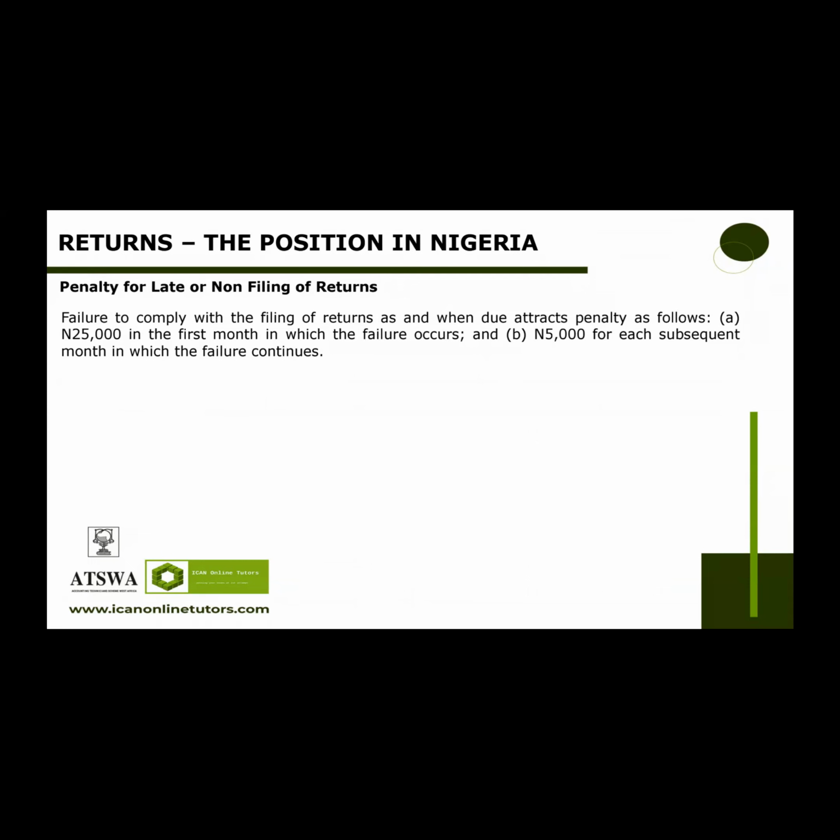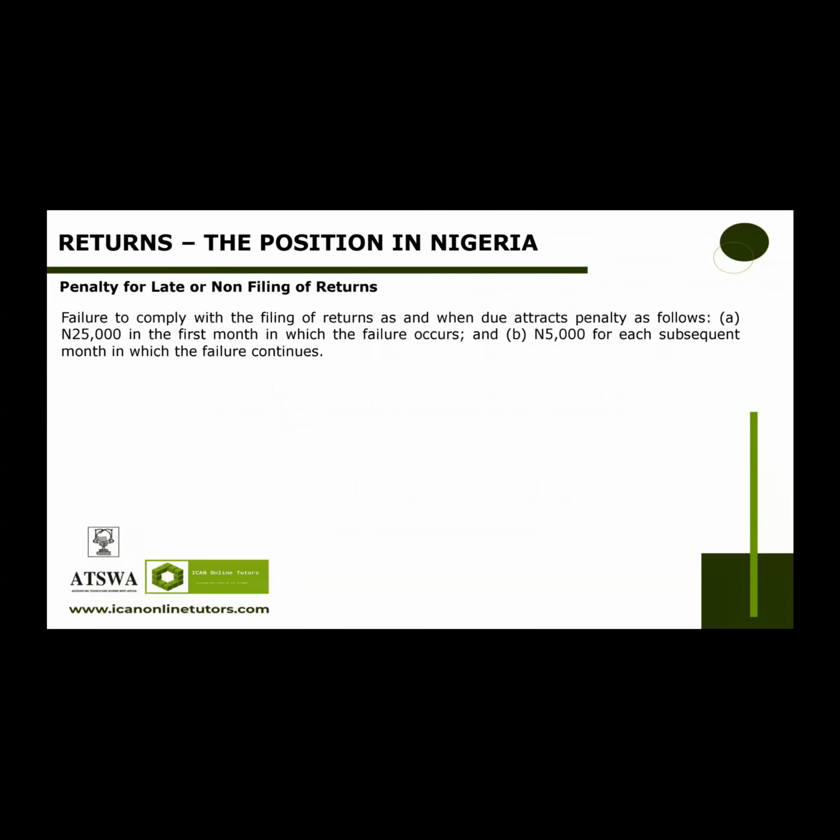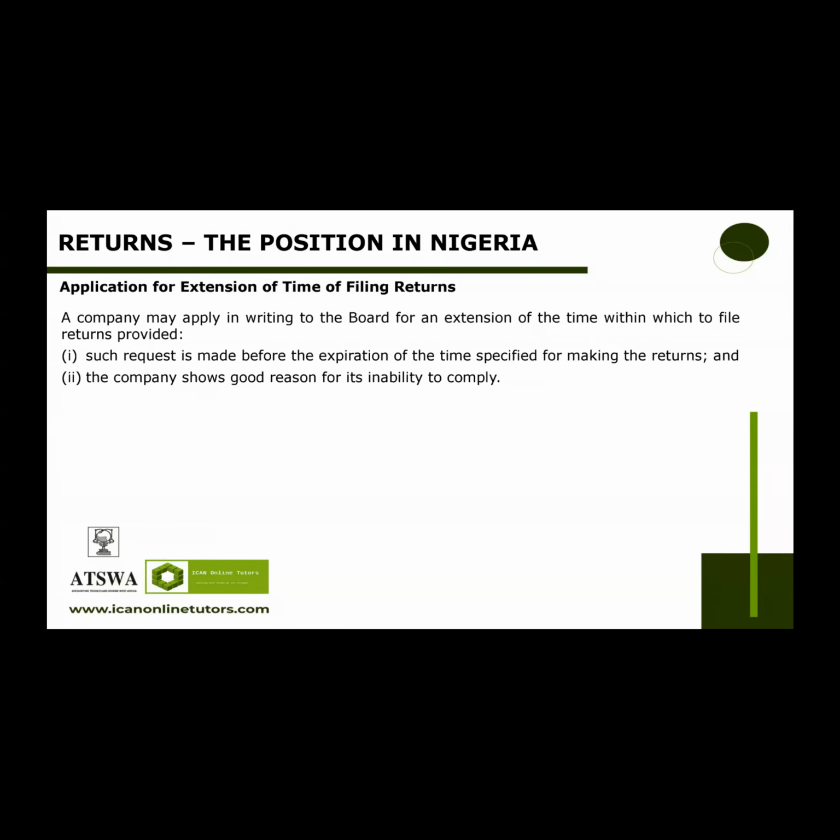It is important to also know that a person who connives to commit the above offenses shall be deemed to be guilty of the offense and shall, on conviction, be liable to a fine of 100,000 naira or imprisonment for 2 years, or both such fine and imprisonment. Are we together? Okay. Now, application for extension of time of filing returns.